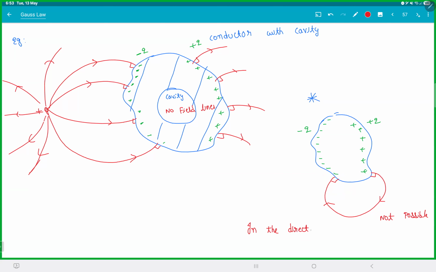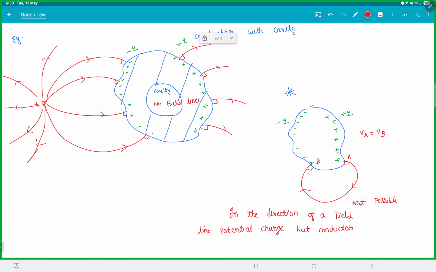This we did in the relation between field and potential. In the direction of a field line, potential will change. But the conductor is equipotential. So point A and point B will have the same potential. This will be a good statement question. Why can't you have a line like this? So theoretical questions, right? This is how you will get them. So this is quite an important concept.